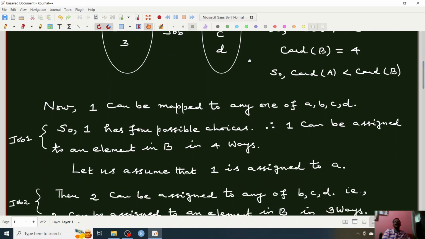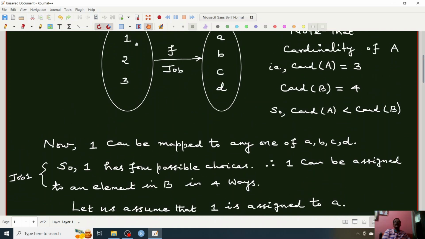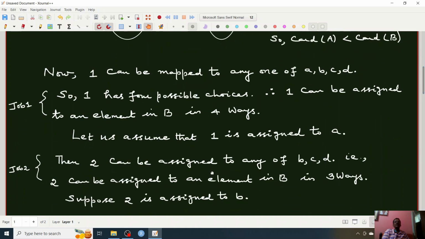Likewise, having assigned 1 to one of the elements, the next element 2 in A can be assigned to any one of the remaining 3 elements. Without loss of generality, let us assume that 1 is assigned to a. Having assigned 1 to a, the next element 2 can be assigned to any one of the remaining elements b, c, d, because we said that the function is an injective function. So 2 cannot be assigned to a. Therefore, we have to assign 2 to any of the 3 elements. That can be done in 3 ways.